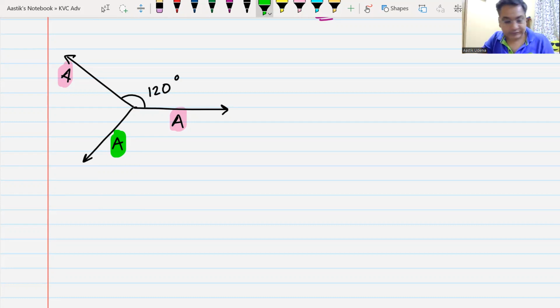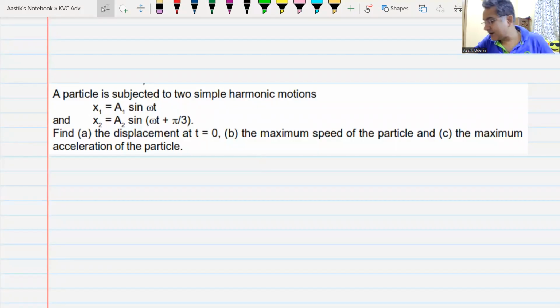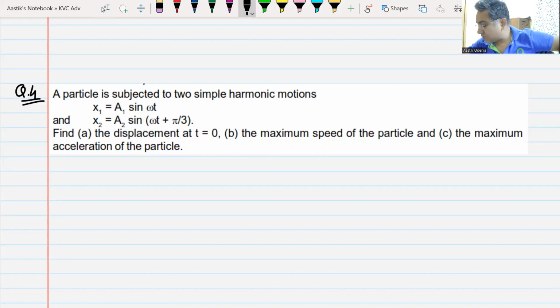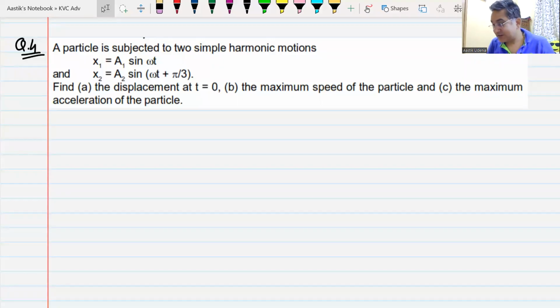Do it fast. This is the next one. A particle is subjected to two simple harmonic motions. X1 is A1 sine omega t, X2 is A2 sine (omega t plus pi by 3). Find the displacement at t is equal to 0, maximum speed and maximum acceleration. I'll give you 2 minutes to solve this. Remember, JEE is all about doing things smartly.